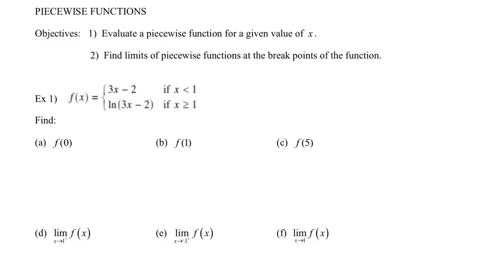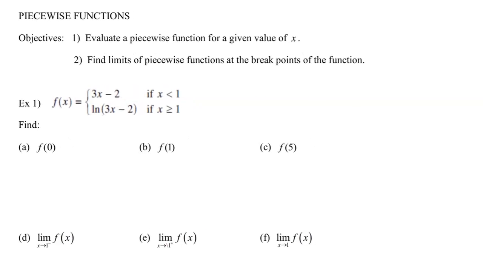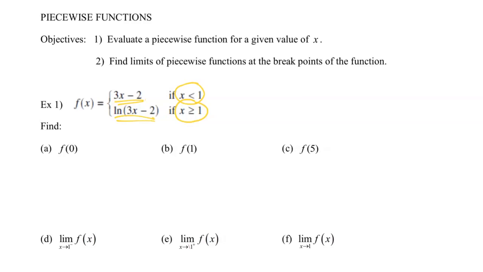So how this works is that on the domain x less than 1, the function takes on the identity 3x minus 2. On the interval x greater than or equal to 1, the function takes on the identity natural log of 3x minus 2. So that's how this works. We're not going to evaluate both of these at the same time. We're going to choose one or the other whenever we're answering questions.